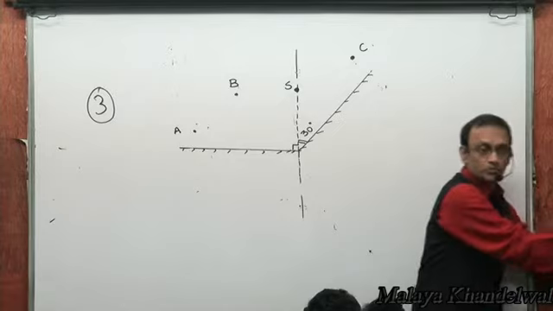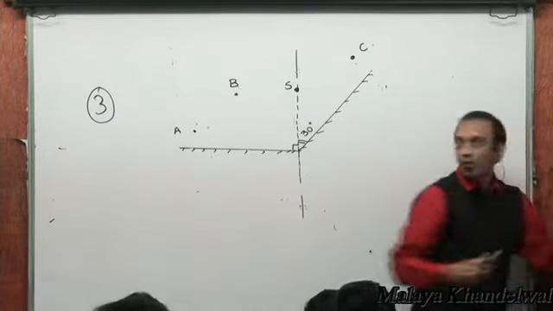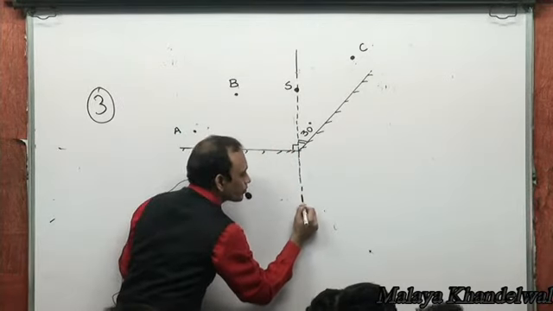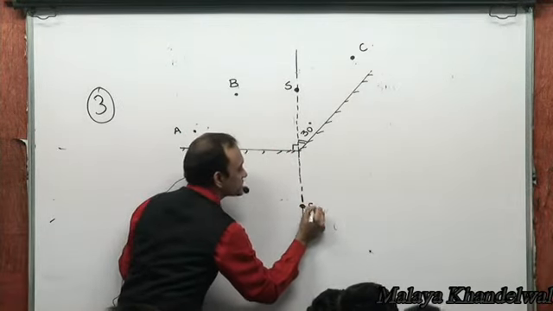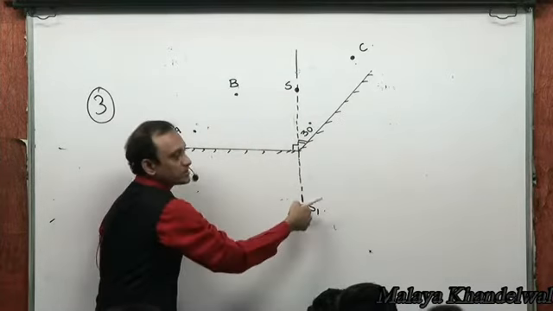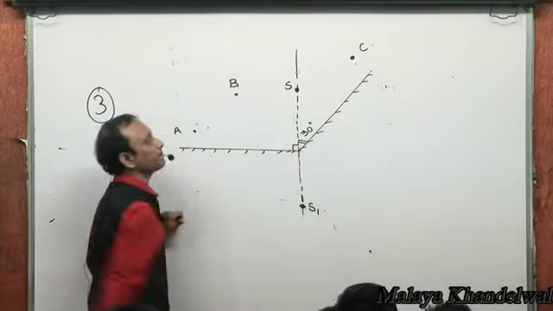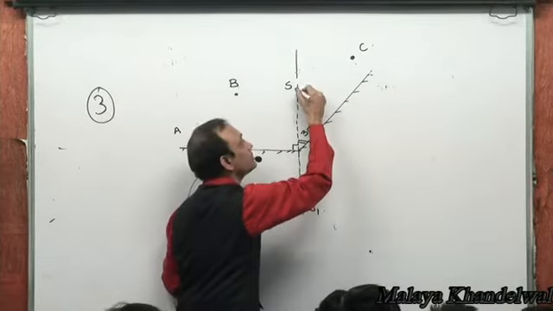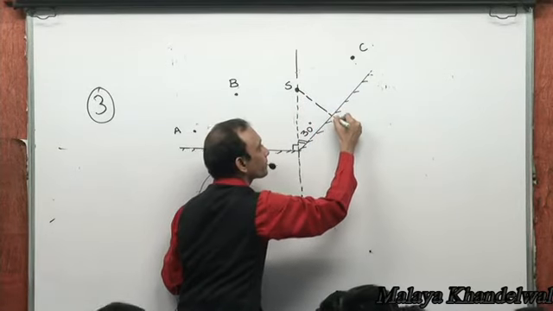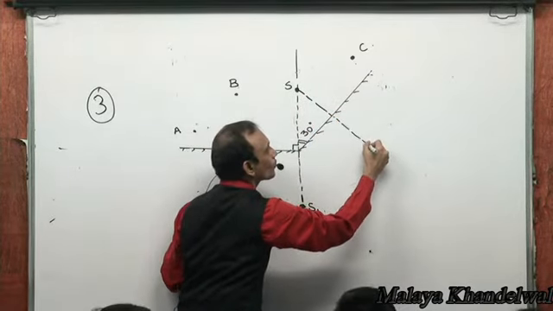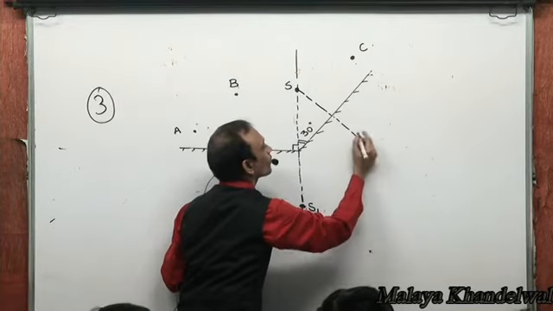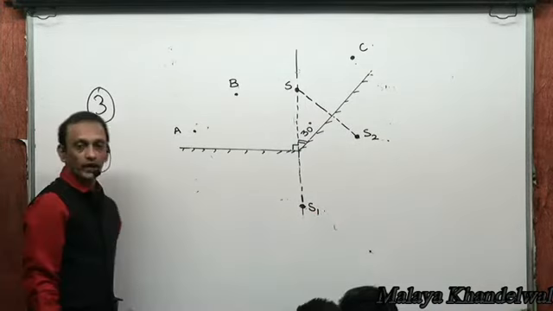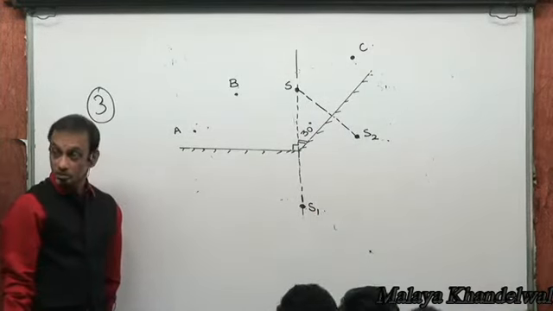There are two images formed, isn't it? One image of S formed by this mirror is this, say S1. Object distance equals image distance for the image formed by this mirror, right? The other image would be formed by this mirror. This is S2, right? These are the two images formed.